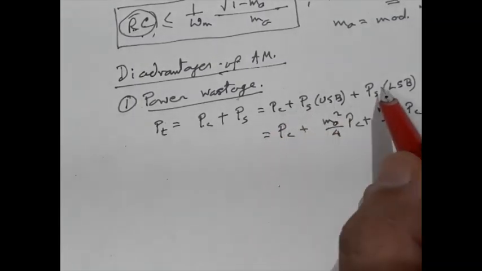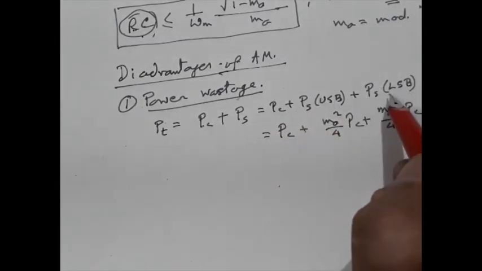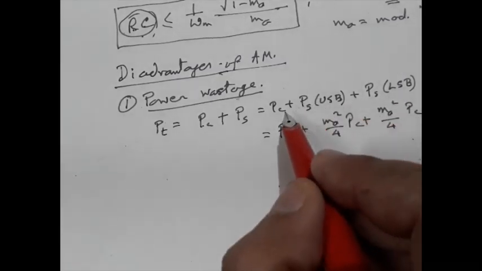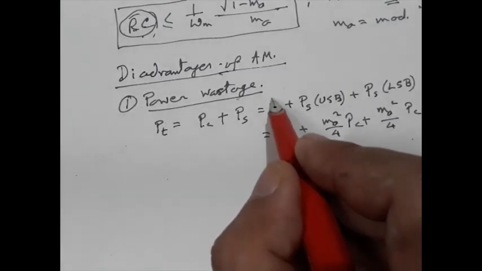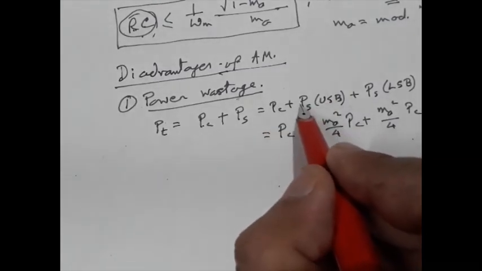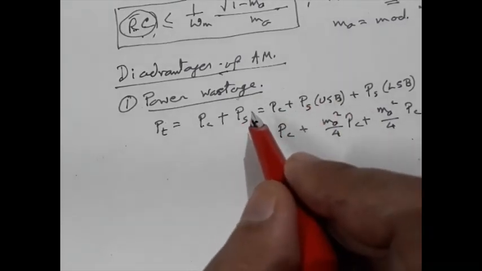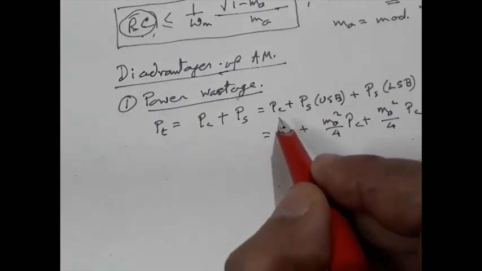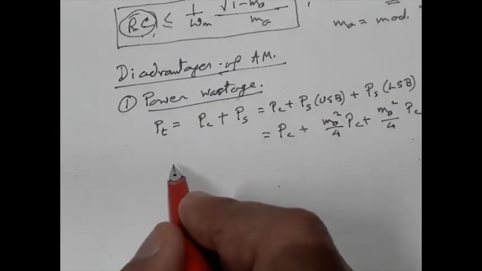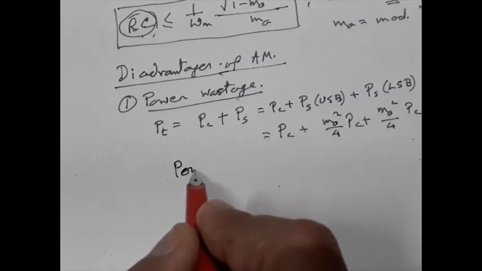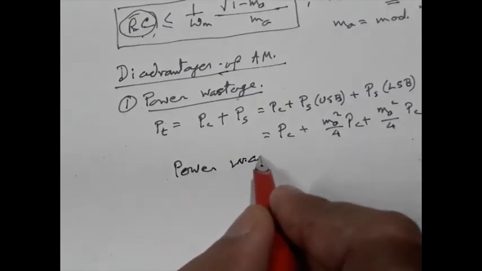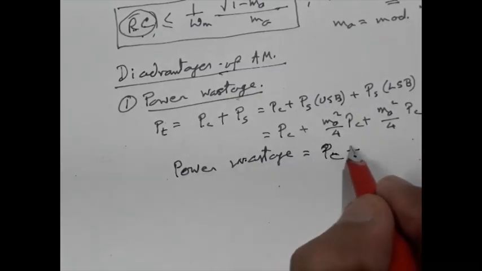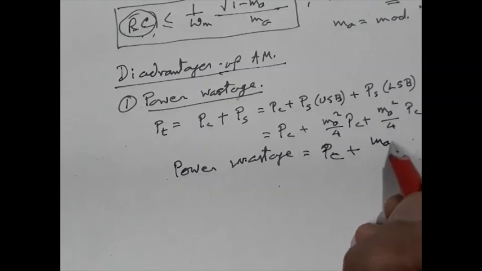So any one sideband is sufficient to reproduce the original message signal. But for AM, we have to send the carrier as well as the sidebands. So basically these two components of power are wastage. So total power wastage in AM is the carrier power plus one of the sideband power.